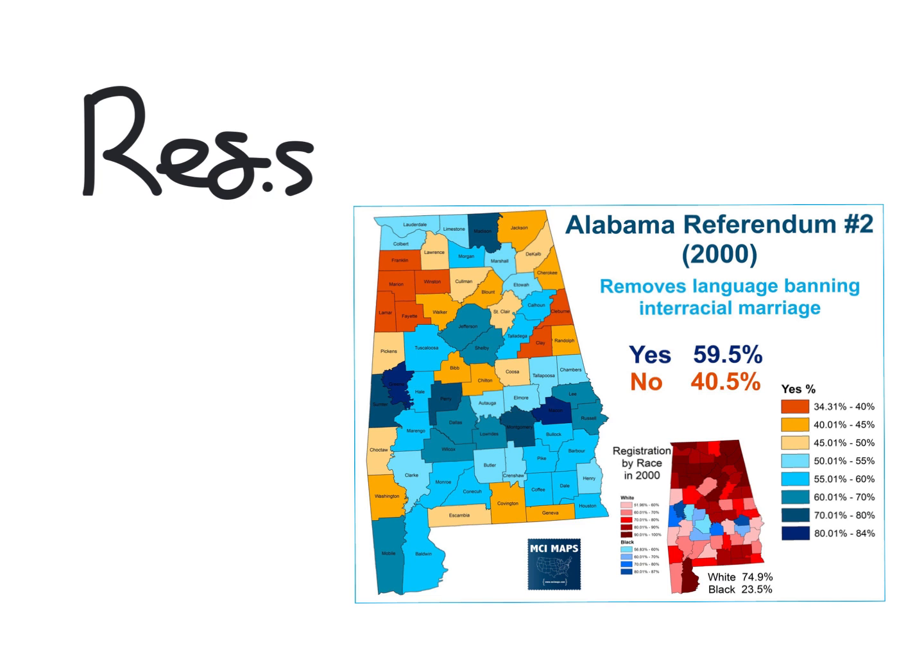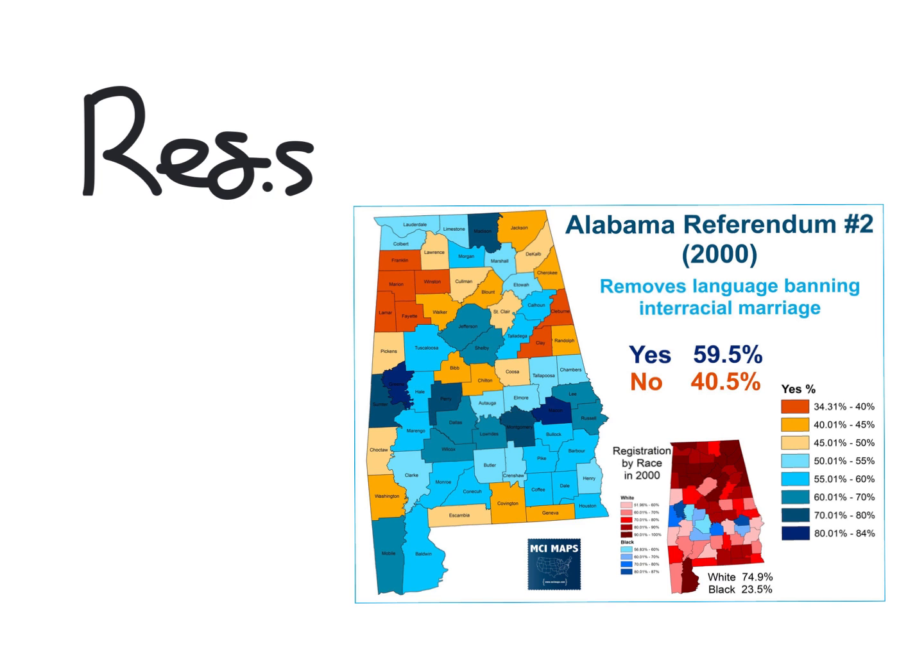And quite often this is when the state constitution is being amended. So you can see there an example from the year 2000. It removed language from the Alabama state constitution, which banned interracial marriage. And you can see there 59.5 to 40.5% agreed to that change.